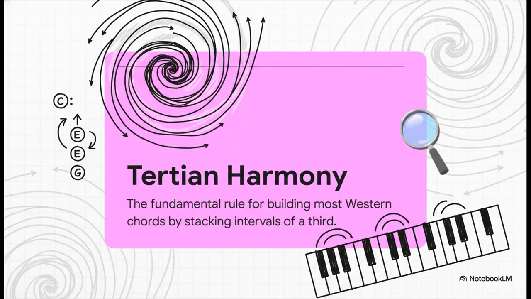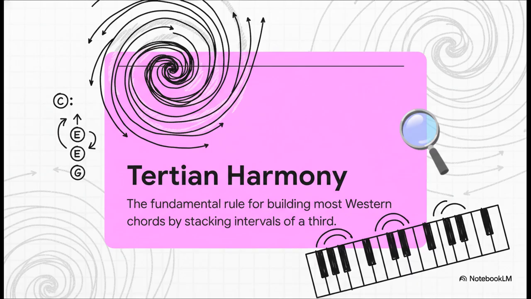The musical equivalent of this is a rule like tertian harmony. This is the simple recipe for most of the chords we hear every day. You pick a root note, and then you stack other notes that are an interval of a third away. C, then E, then G. That one simple, repeatable rule is the foundation for almost all of Western harmony.